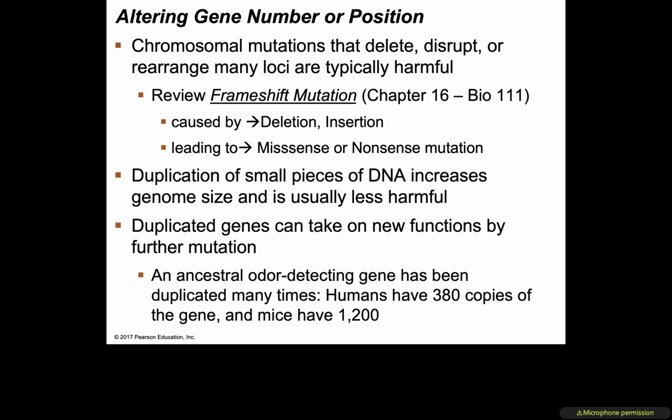And so duplicated genes can actually take on new functions and further mutate. An example of this is an ancestral odor detecting gene that has been duplicated many times. Humans have 380 copies of the gene, while mice have 1,200 copies of the odor detecting gene. So that has helped the mice to evolve a greater function than humans' olfactory abilities.